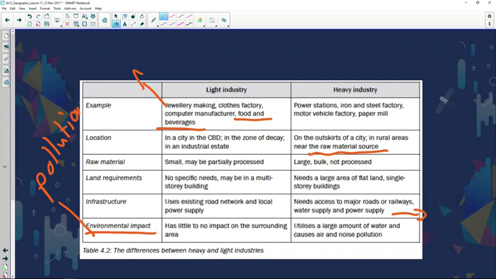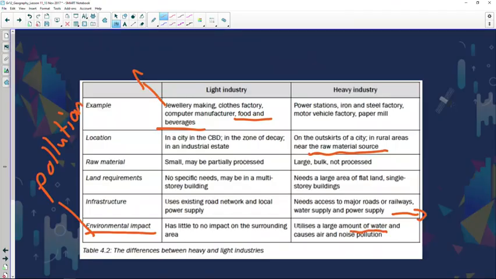Now, very little impact on the surrounding area. Most of the impact that this does create is for your urban heat islands. It might create higher temperatures in your urban areas because of the amount of pollution that they create. But your heavy industries, like we discussed previously, are usually on the outskirts, because they utilize a large amount of water, if you think of your mining industries, and they create a lot of air and noise pollution.